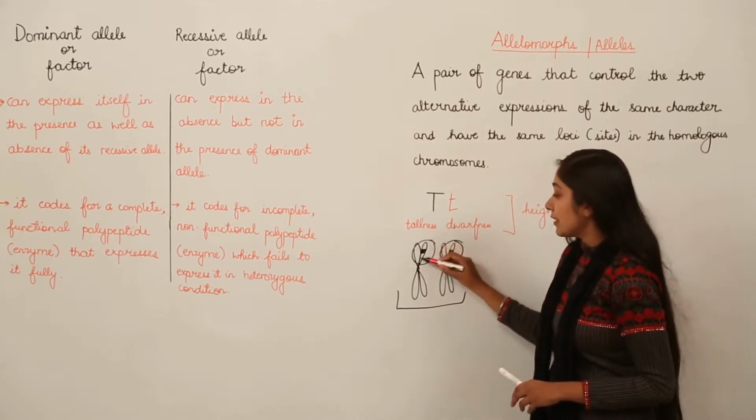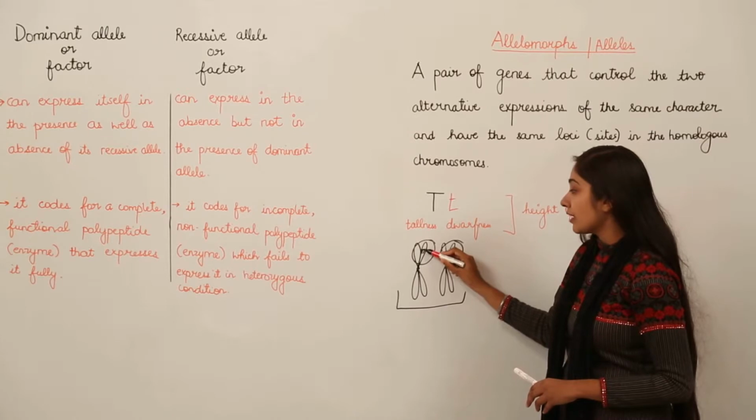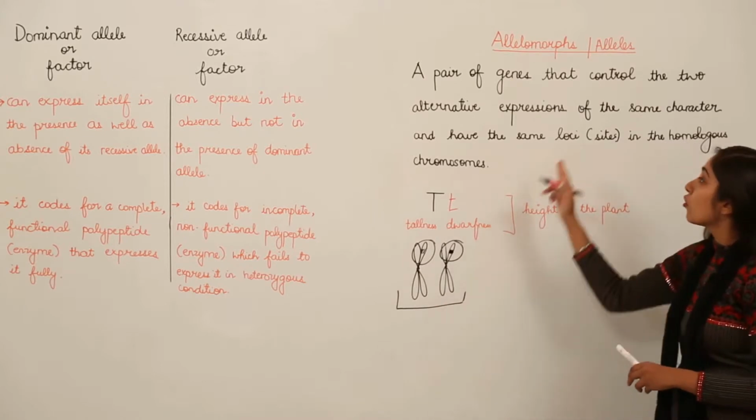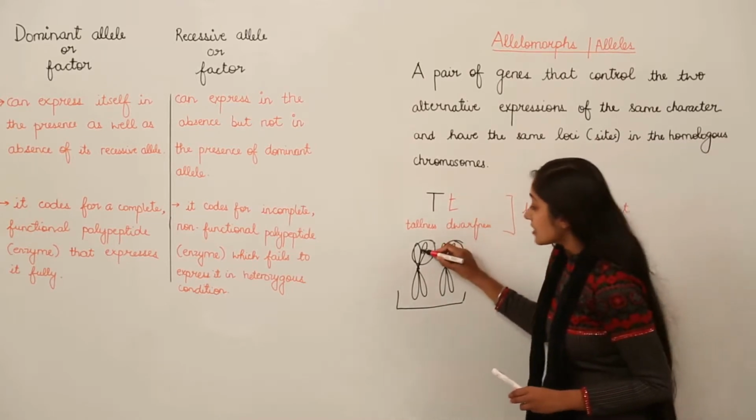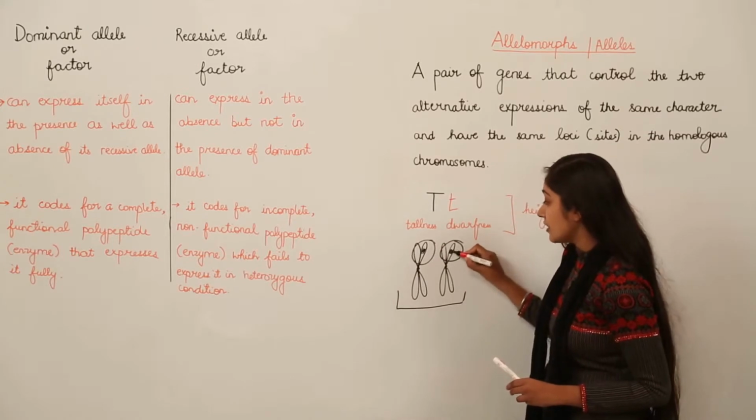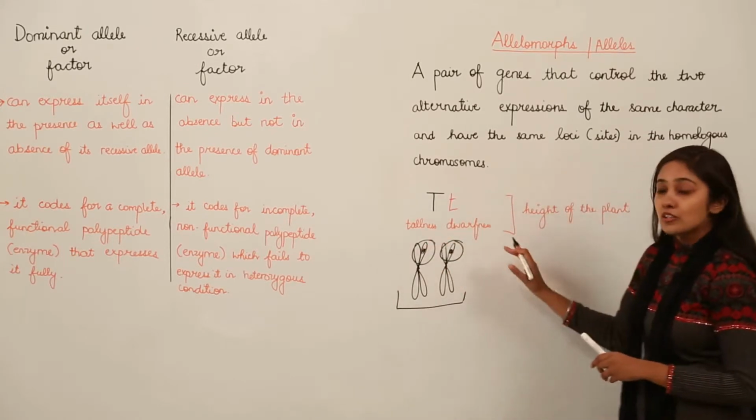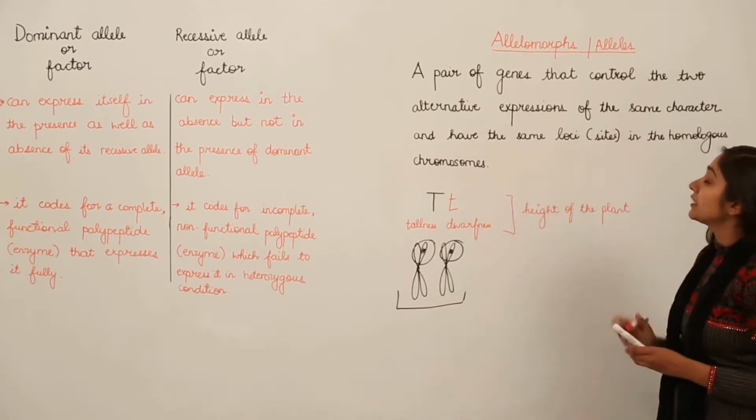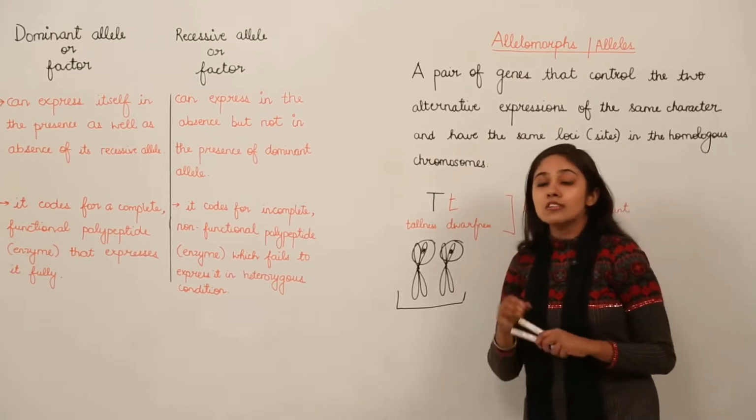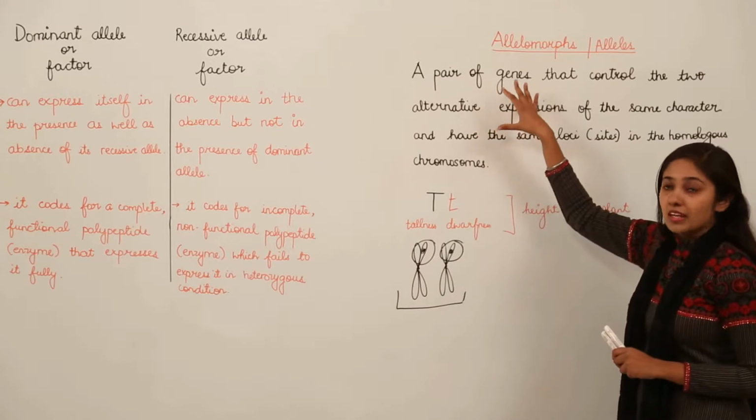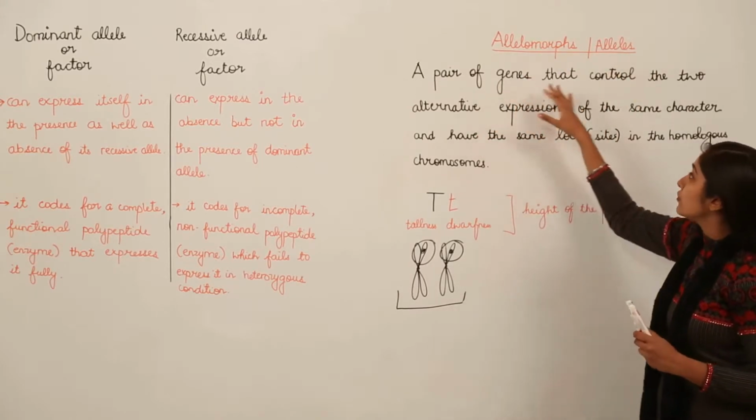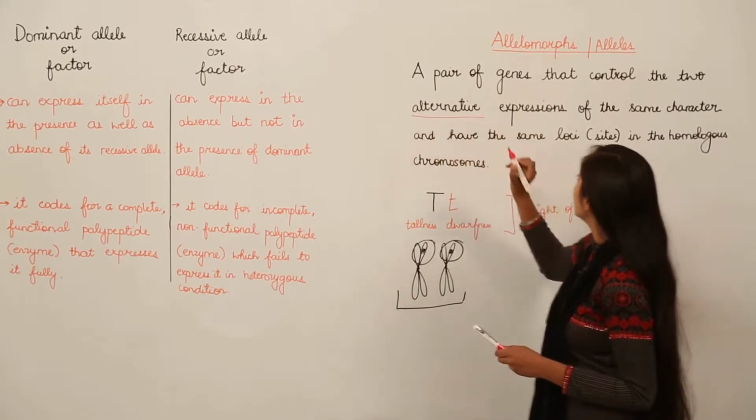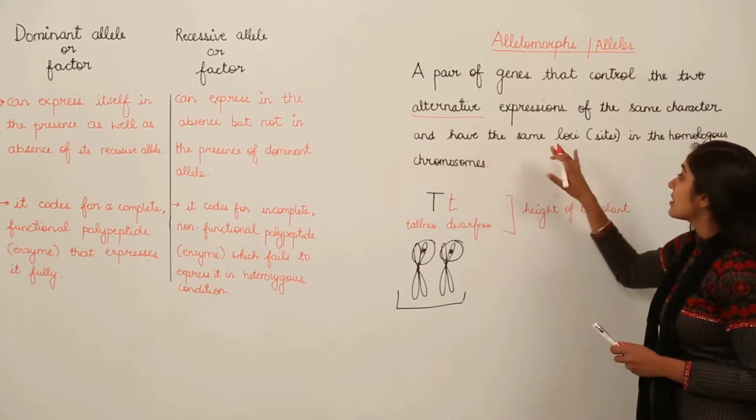Means if the gene present on this chromosome is at the same site, at the same locus on this chromosome, so this pair of chromosomes is known as homologous chromosomes. Why? Because the site of the presence of this gene and this gene which are encoding for the same character is same. So this pair of chromosomes is known as homologous chromosomes. Now this was the definition which was used earlier. Allelomorphs or alleles are a pair of genes that control the two alternative expressions. Now remember the word, alternative expressions of the same character and have the same loci or sites in the homologous chromosomes.